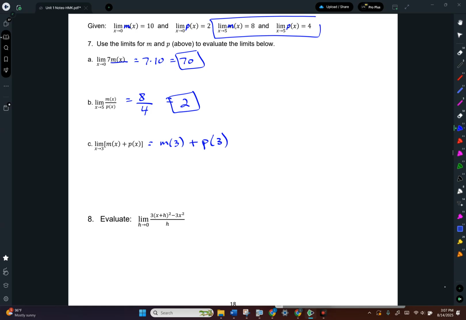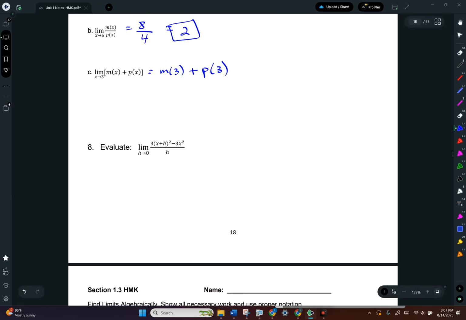Okay. Number 8. Now notice we're not using the m and p's anymore. This is a whole different problem. Okay. So when I first look at this, I'm thinking, can I substitute? And now notice it's not x approaches 0, it's h approaches 0. So I'm substituting 0 for h. Well, do you see in that case, I'm going to have a 0 in the denominator? That's the bad thing. Okay. Is this something that you might factor? Well, you actually could, but probably most people aren't going to think of that.